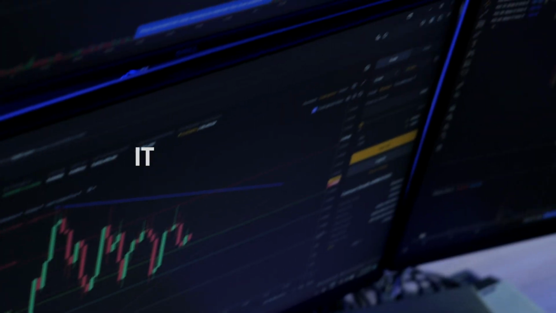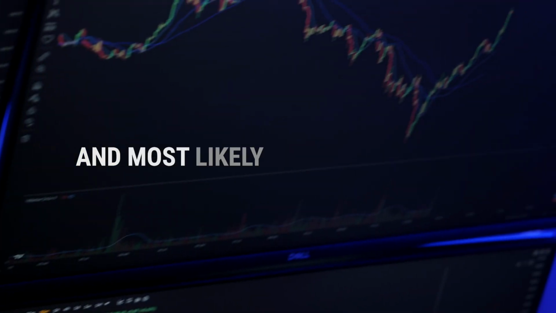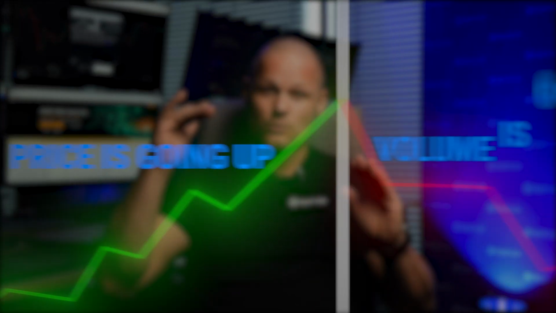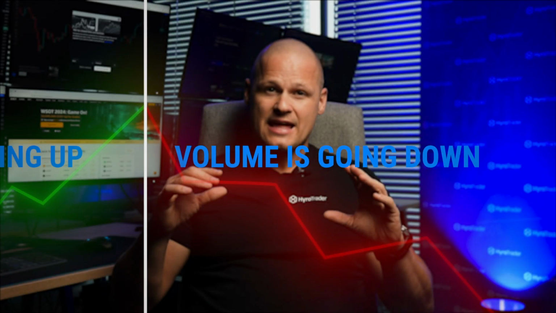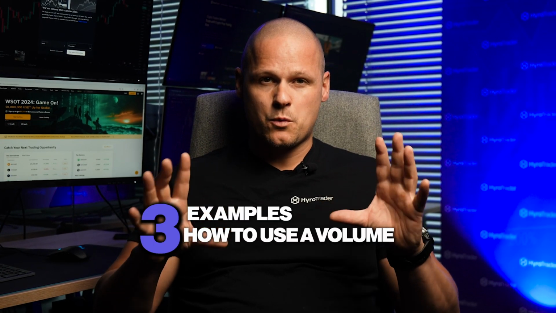If you have a resistance where high volume was traded, it makes it stronger and it will most likely hold the price. We can also use volume as a divergence. For example, if the price is going up but the volume is going down, it shows us that the market is already exhausted and a reversal could most likely come. There are another 3 examples of how to use volume which I want to tell you about right now.